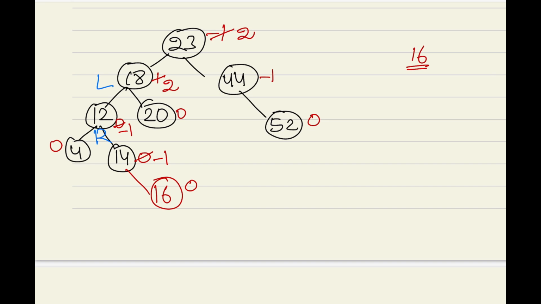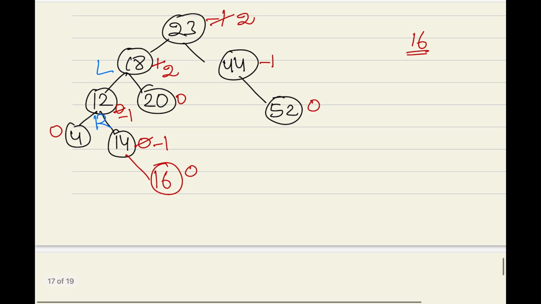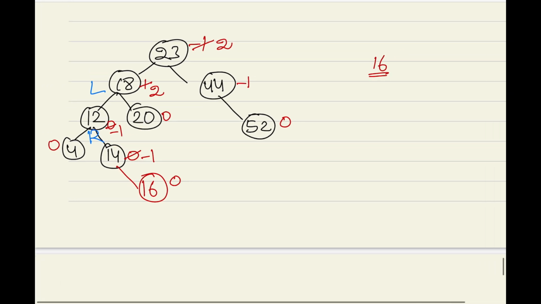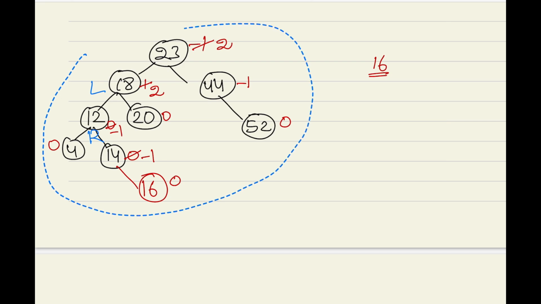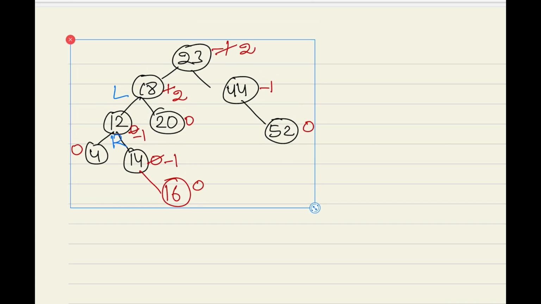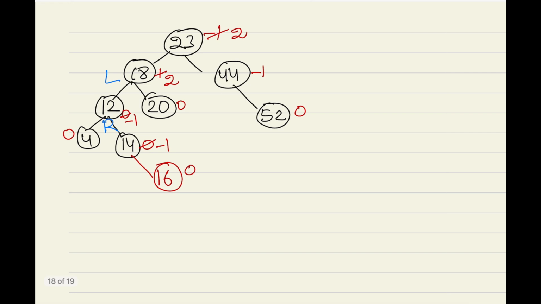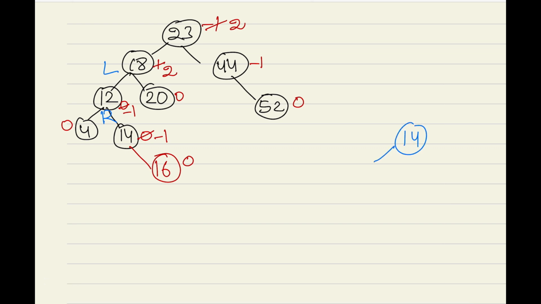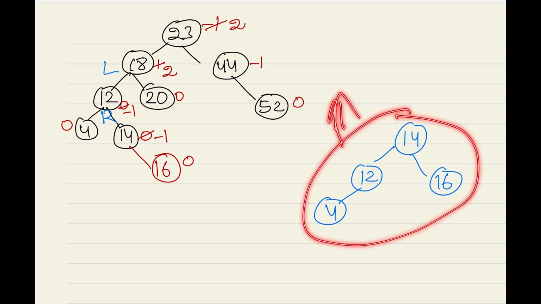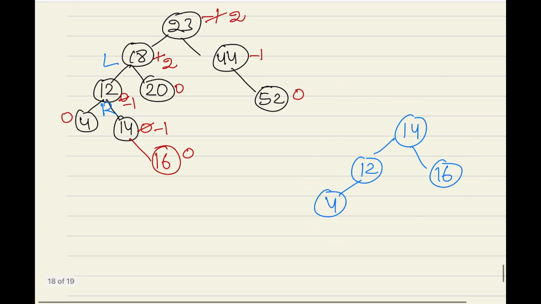So when we need to perform LR rotation and 18 is the critical node, first pull 14 in this direction. If we pull 14 in this direction, what is going to happen? So let me copy this one. If we pull 14 in this direction, then 12 falls here. So the structure will be like this: 14 comes here, then 12, then 16, then the left of 12 is 4. Now we want to join this one to the rest part of the tree. So the rest part of the tree is like this.